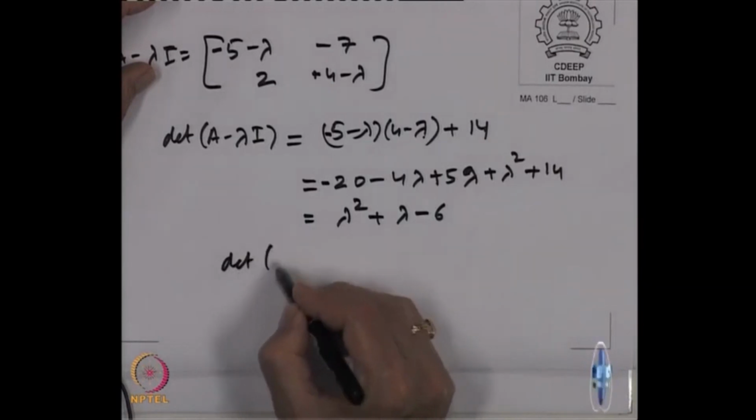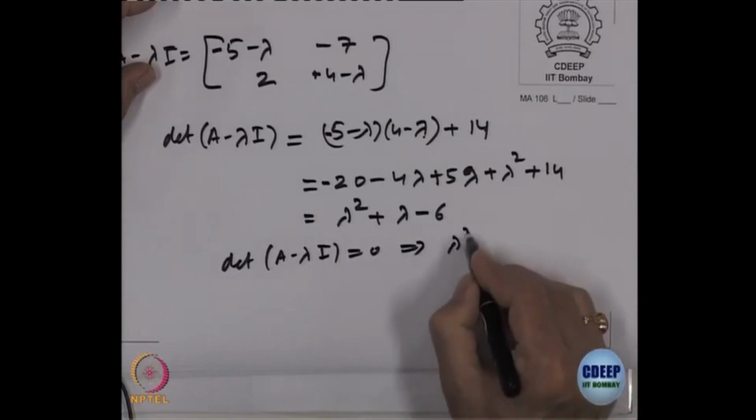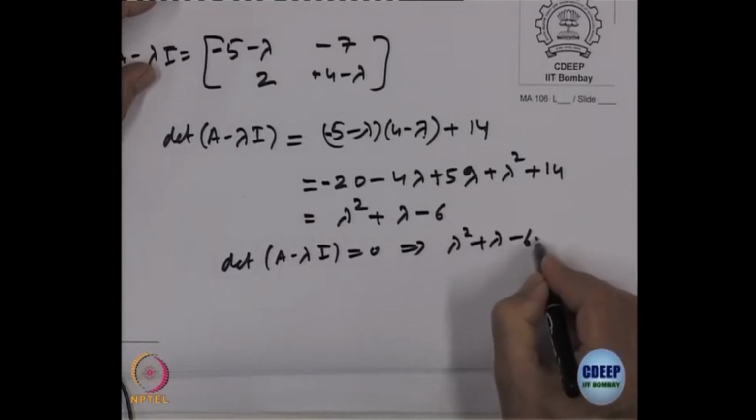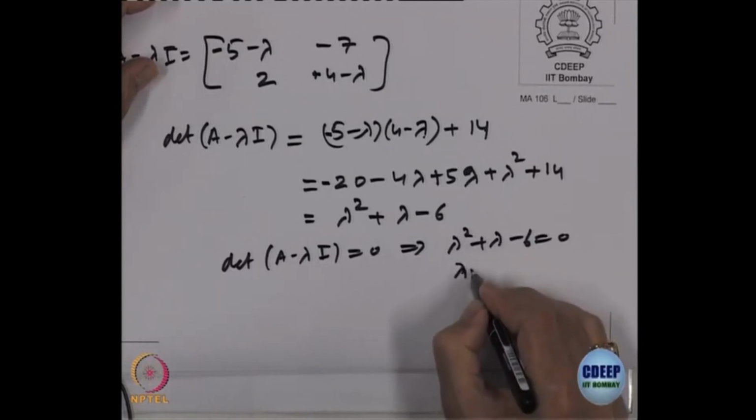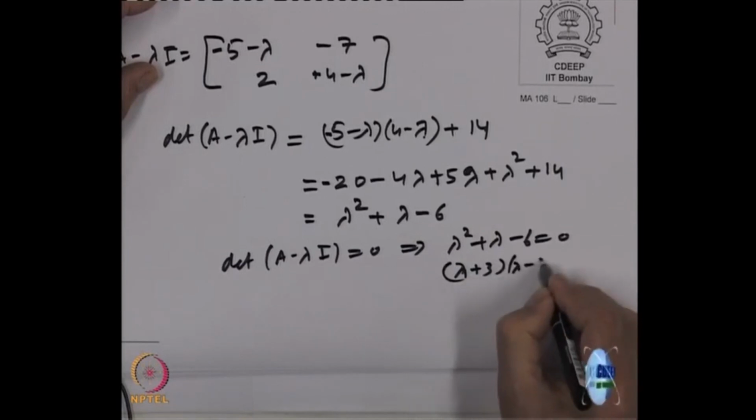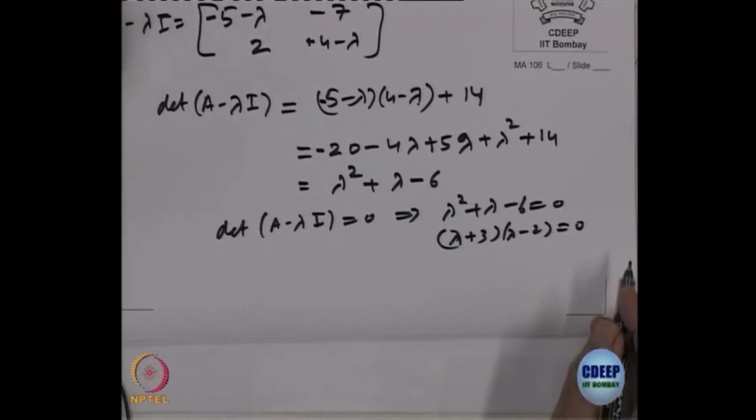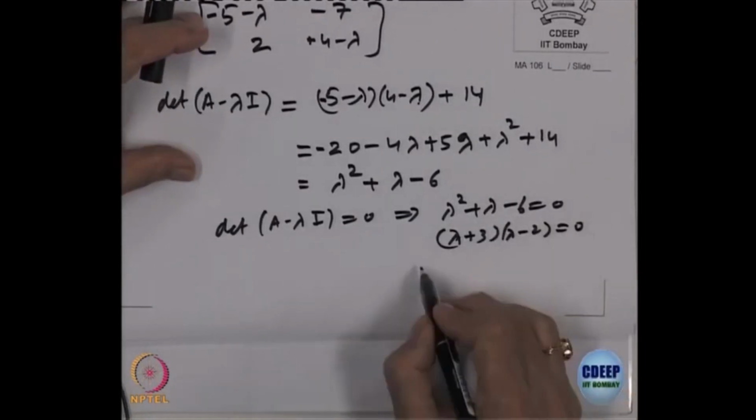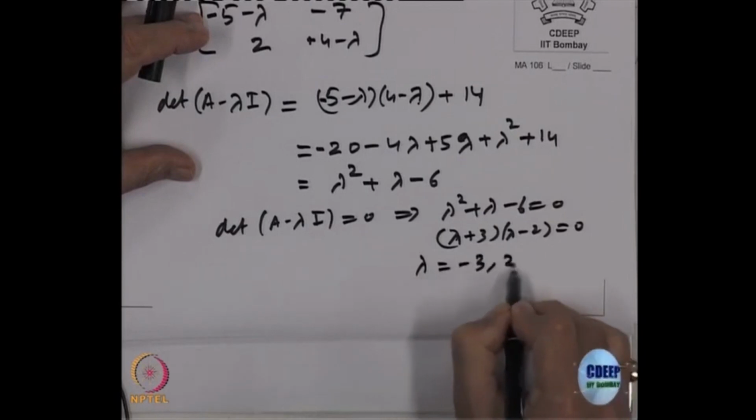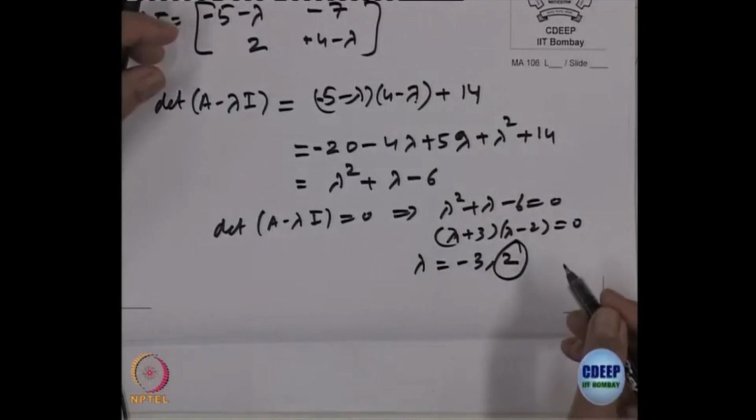So, determinant of this equal to 0 implies lambda square plus lambda minus 6 is equal to 0. So, what is that? Lambda plus 3, lambda minus 2 equal to 0. Is it okay? Going back to school, factorization, 6 factors as 3 into 2, you want plus here. So, okay. That means lambda is equal to minus 3 and 2. That is how this scalar 2 has come in the beginning, right.